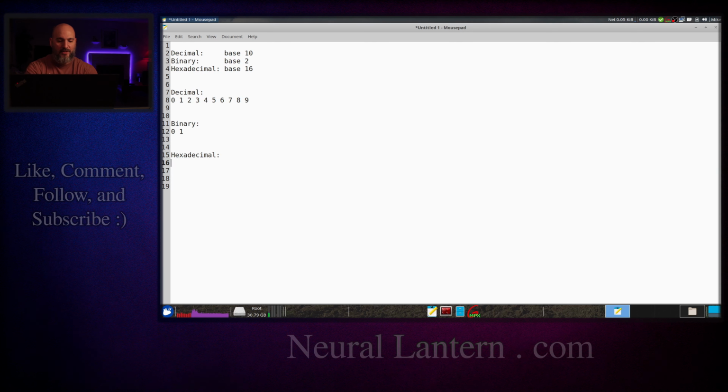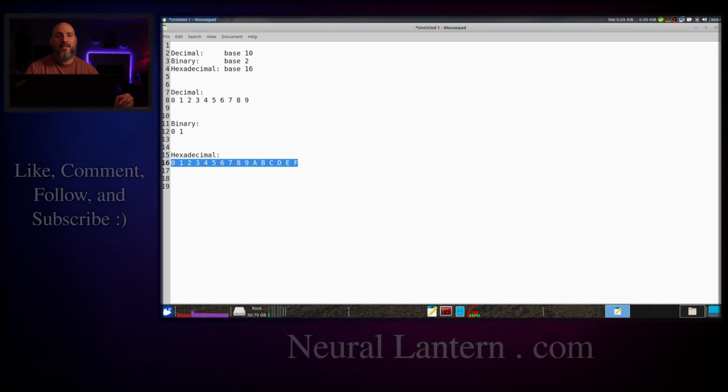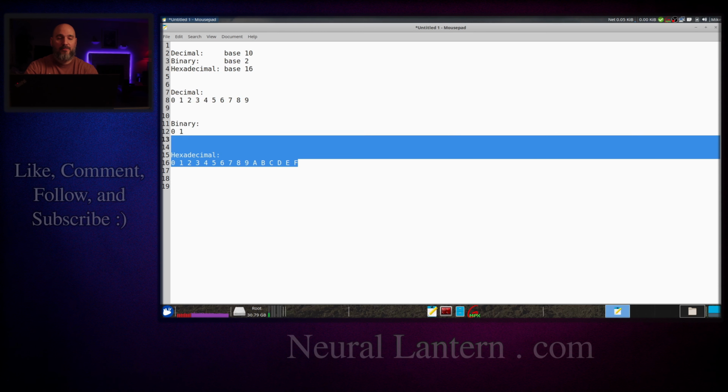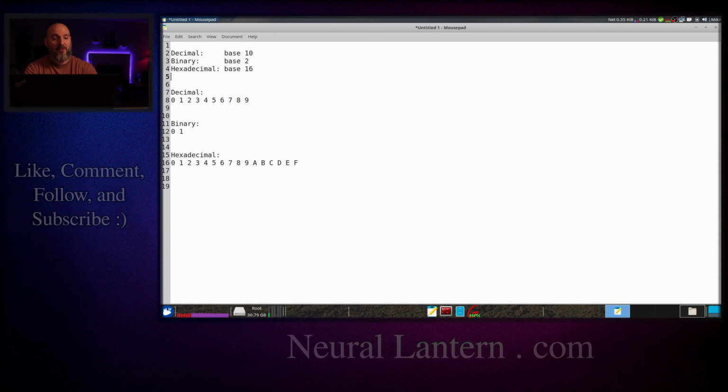So in hexadecimal, we start off with 0, 1, 2, 3, 4, 5, 6, 7, 8, 9. And then to get the remaining digits, we just go A, B, C, D, E, F. So it's 16 total characters. We can represent a number between 0 and 15. That's the difference between hexadecimal and decimal. Now let's learn how to actually convert.